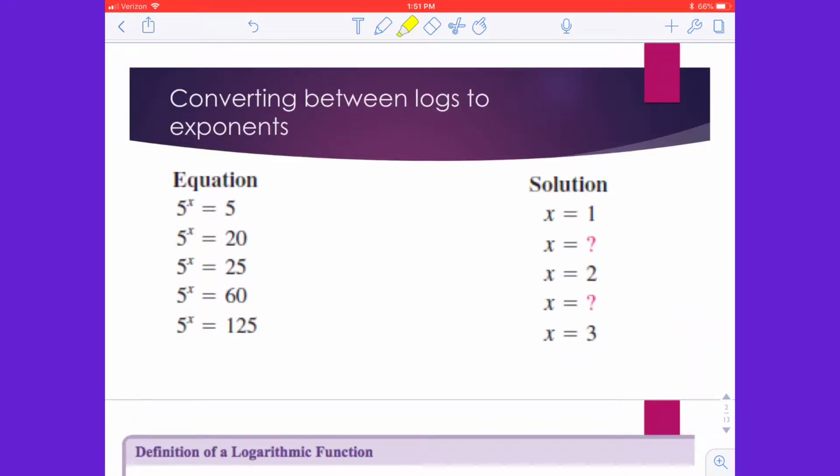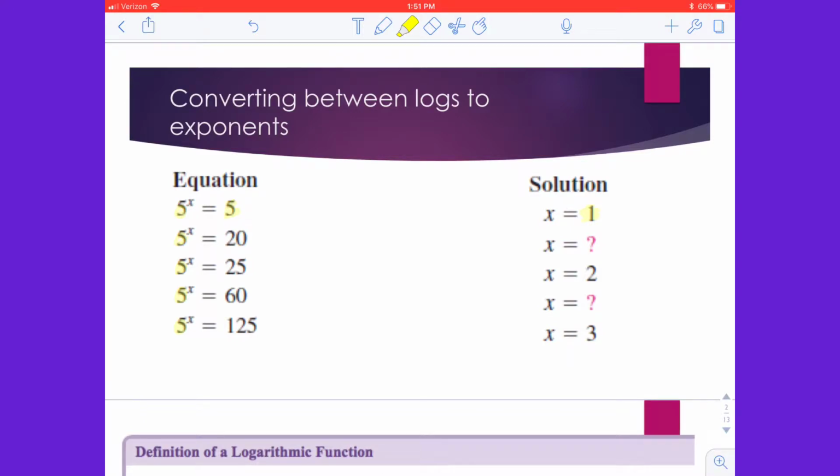If you look at your screen, I currently have several equations written on the left-hand side that are written in exponential form. You'll see each of them has a base of 5, and I'm asked to raise it to the x power so that I get the following solution. So for example, 5 to the x equals 5. What would I need to plug in? I would need to plug in 1.